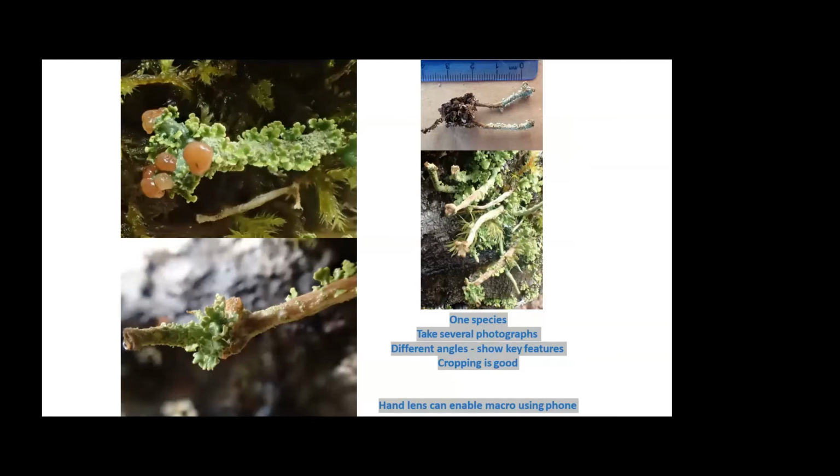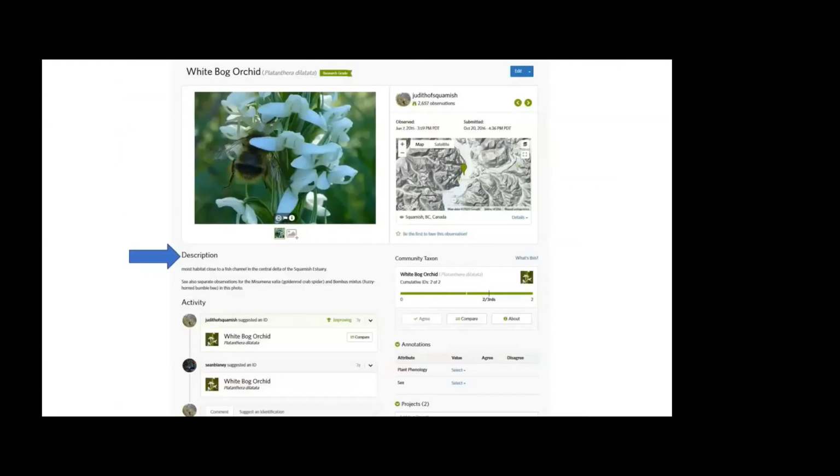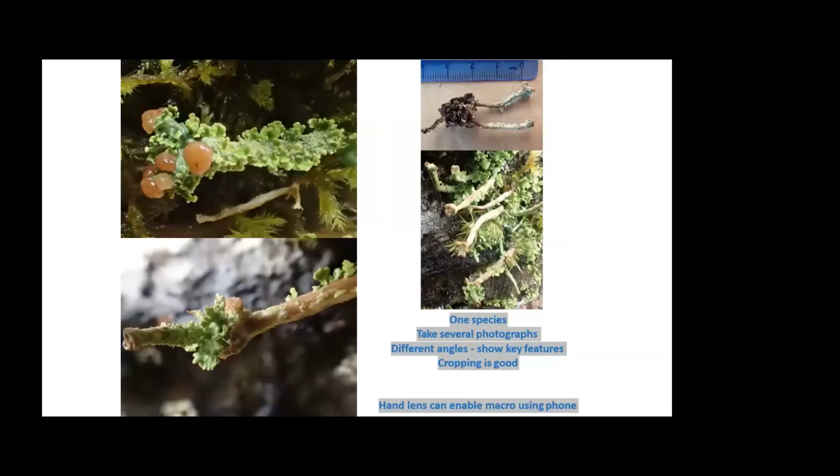To make observations that provide good identification clues and are useful, here are just a few tips. Each observation focuses on an example of one species. Take several photos from different angles to highlight key features. Details of the flower or fruit are particularly helpful for identification. With a bit of practice, your hand lens can enable macro photos using your phone. Have some sort of object in one photo to provide scale.